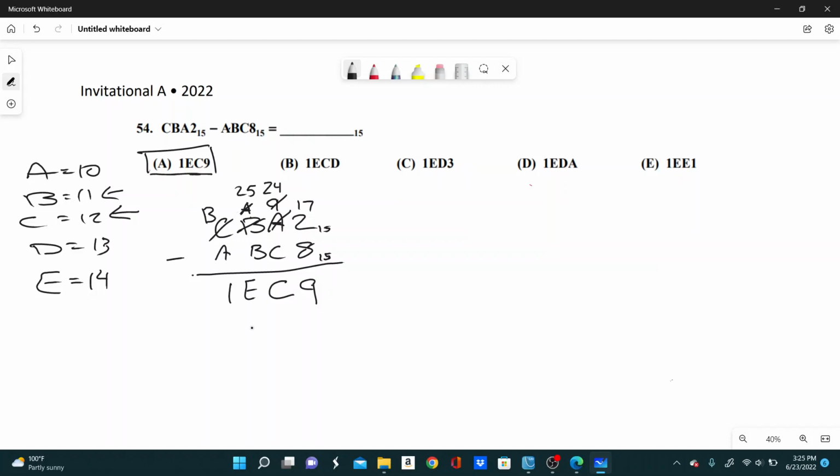Again, on a lot of these problems, it's good to use your answer choices because, as you saw, we only really needed to do the ones place, because all of these answers have different numbers in the ones place. So once you figured out the first digit, you're fine. You don't have to subtract the rest of the way. I just did it for the sake of the video.